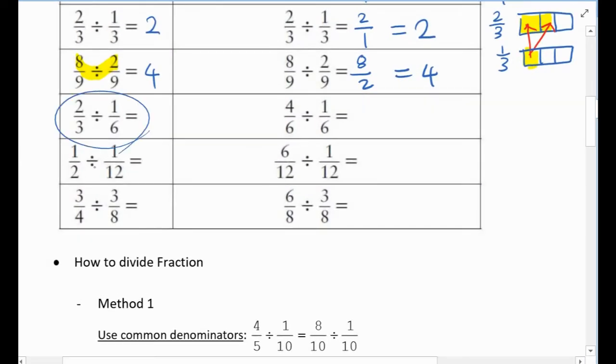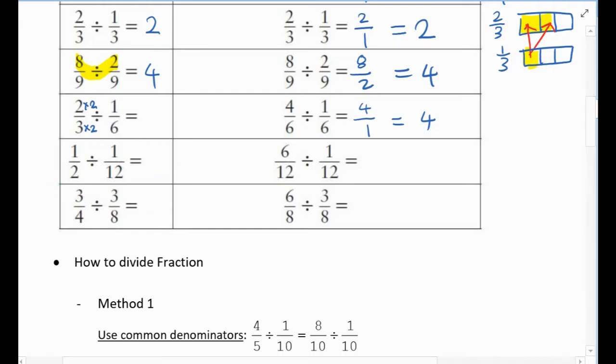They have a different denominator. So this is 3 and this is 6. So we have to match the denominator to solve the problem. So what we're going to do is we're going to multiply 2. So common denominator. Let's make a common denominator. So 2 times 2 becomes 4. And 3 times 2 becomes 6. Okay? Now they have the same denominator. We just look at the top, the numerator. 4 over 1, which is 4.